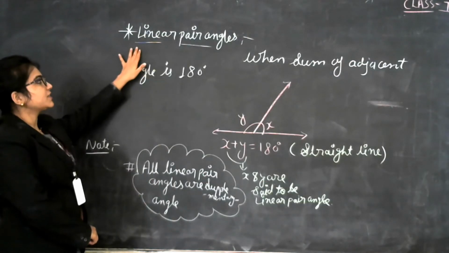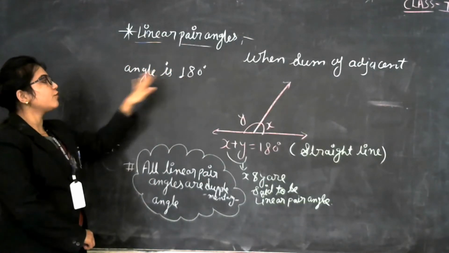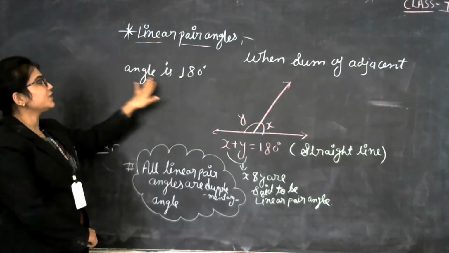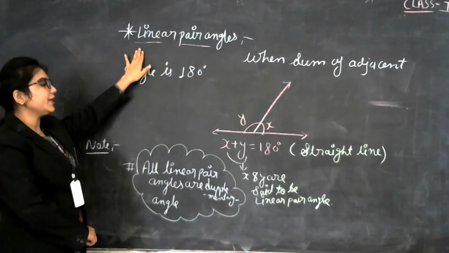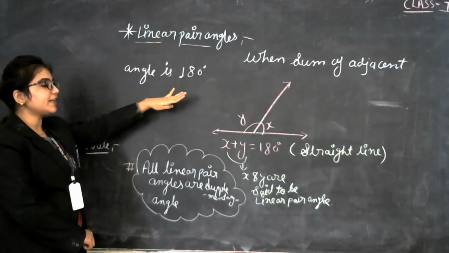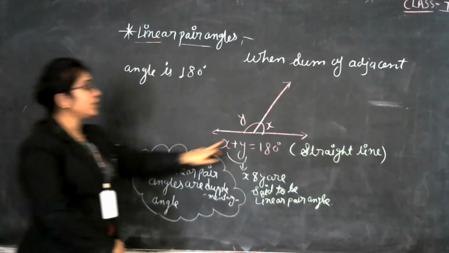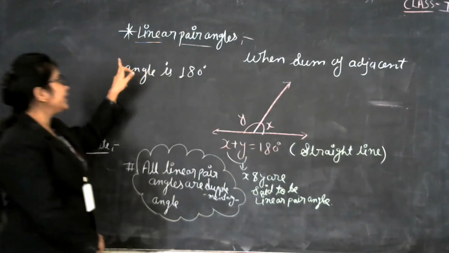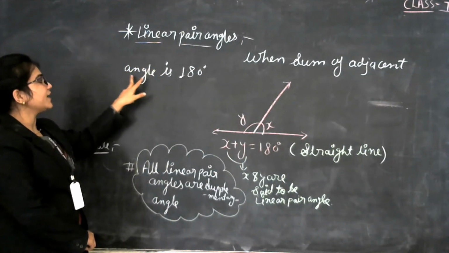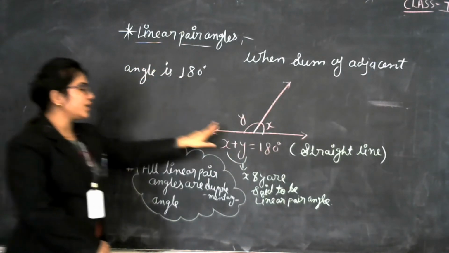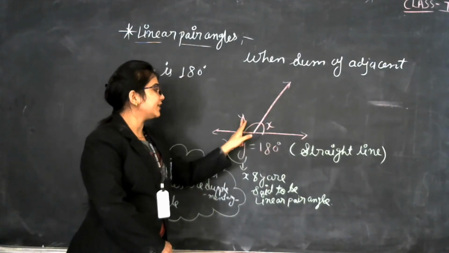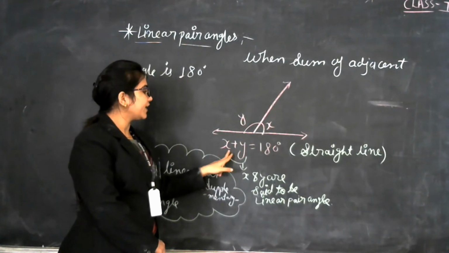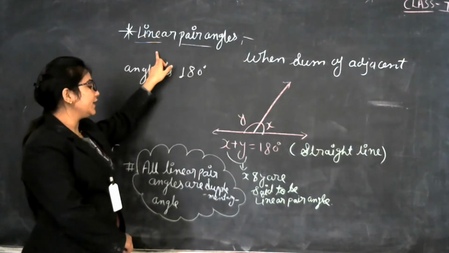So the next topic is the linear pair angles. When the sum of adjacent angles is 180 degrees, that is called a linear pair. And what is an adjacent angle? Adjacent angles have a common vertex and a common arm. So in a linear pair, the sum of adjacent angles is 180 degrees. Here you can see x and y are adjacent angles, and their sum is 180 degrees. That is called the linear pair.